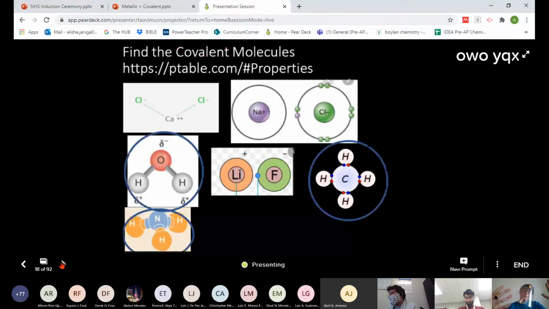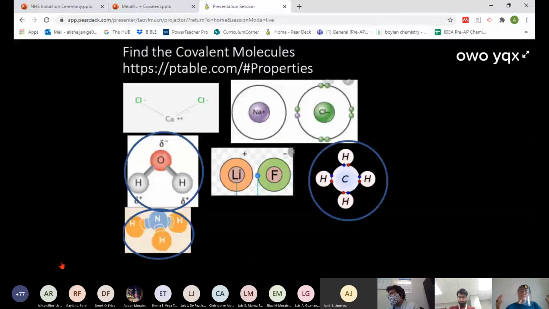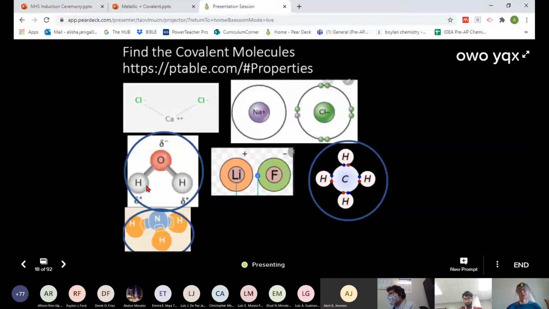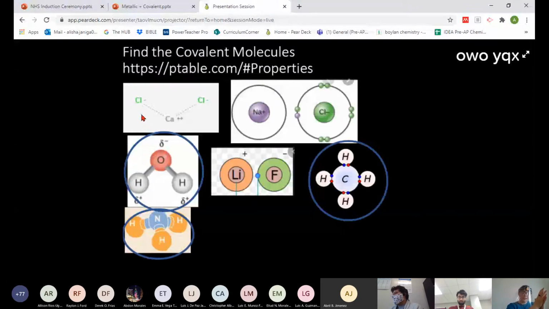And so our covalent ones, if you didn't get it from the circles, if we look, oxygen's a nonmetal, hydrogen's a nonmetal, nitrogen's a nonmetal. Lithium, sodium, calcium are all metals. So those would be ionic. Metal, nonmetal, ionic. Nonmetal, nonmetal, covalent.